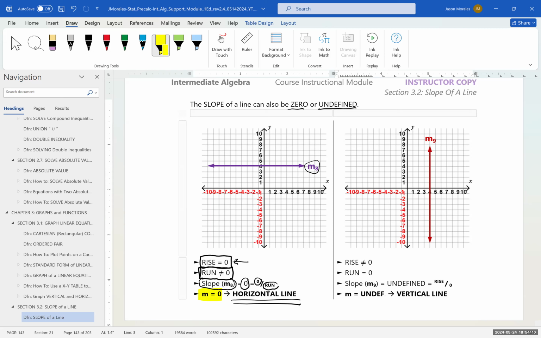Now, what about a vertical line, like line number 9? This has a rise that is not 0, but it does have a run that is 0. Remember, a run goes side to side. This is a line that does not have any horizontal component to it. It's strictly vertical. When we think of slope as being rise over run, and if the run is 0, well, we can't divide by 0. So dividing by 0 means that the slope of a vertical line will be undefined, always.